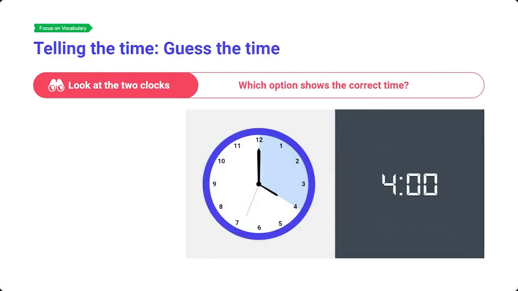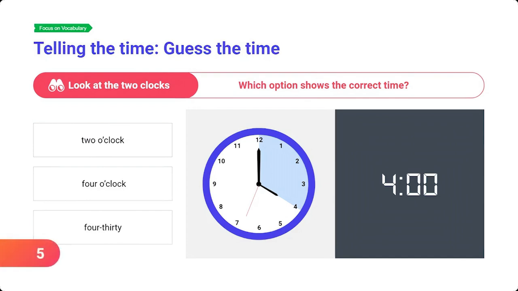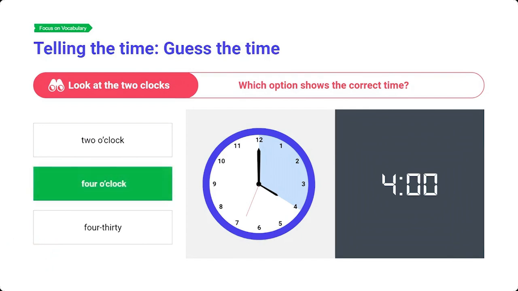Look at the two clocks. Which option shows the correct time? 2 o'clock, 4 o'clock, 4:30. That's right. The answer is 4 o'clock.